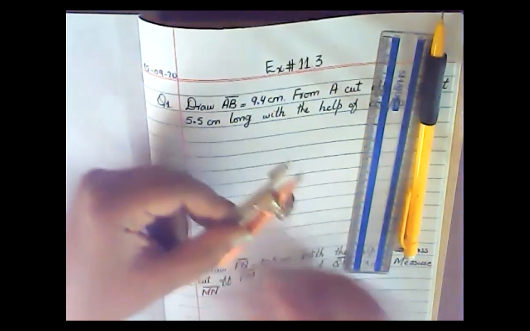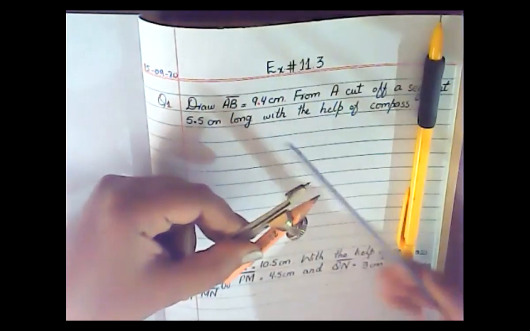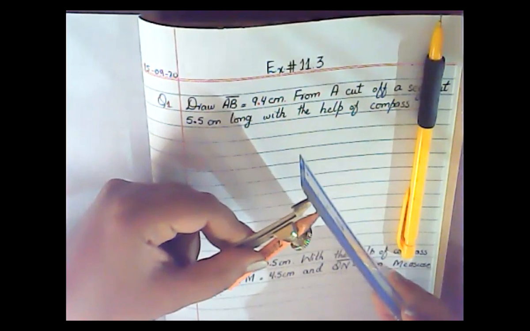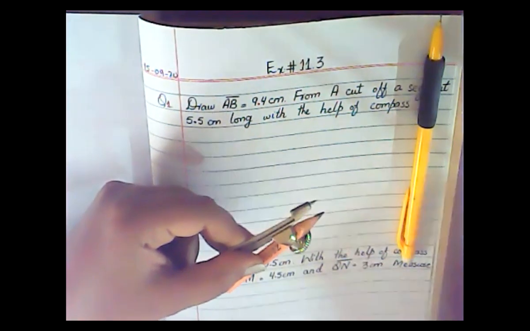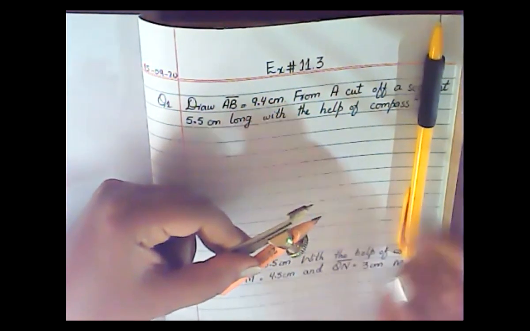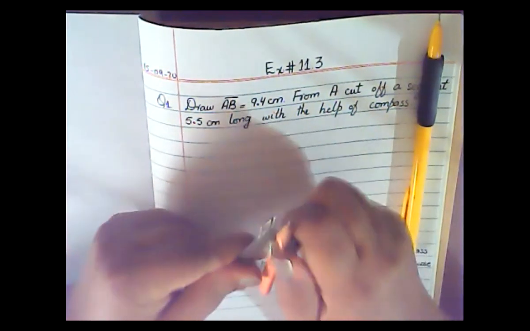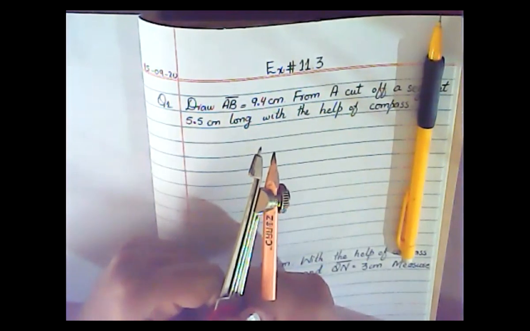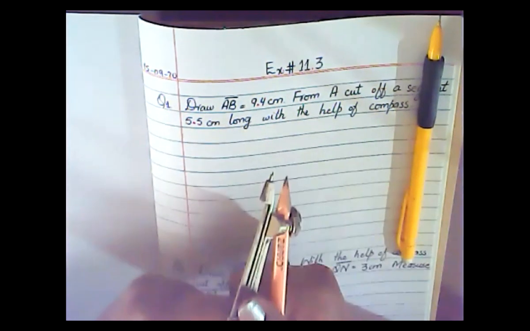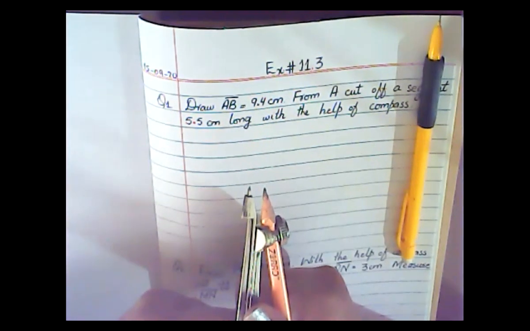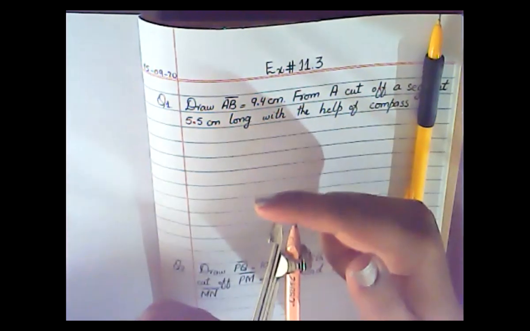meaning they should be of equal length. I'm going to show you with the help of a scale as well that they should be equal. Just like this. After that, I'm going to fix it from this side. So this is the way to insert the pencil. This should be equal, both of them. Is it clear?